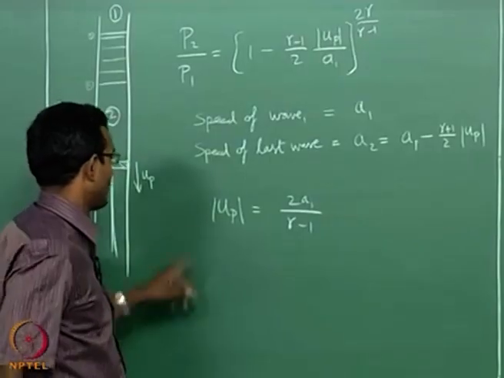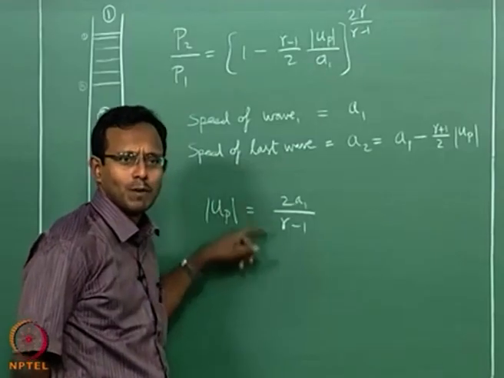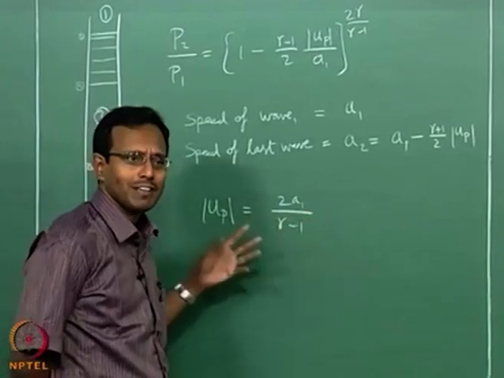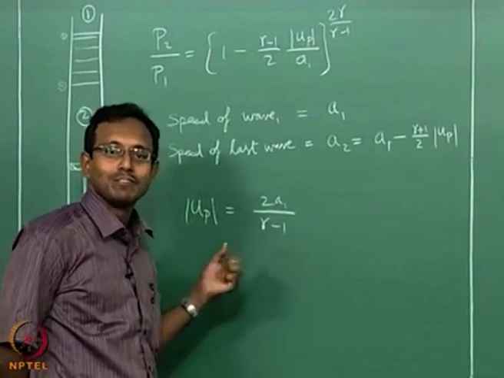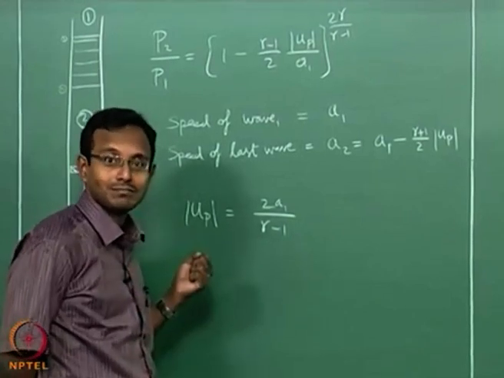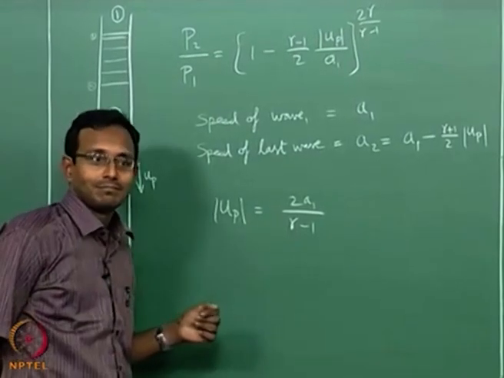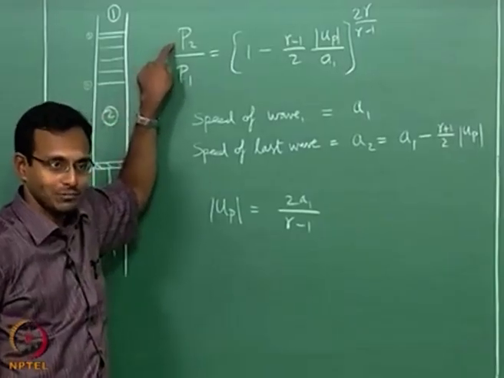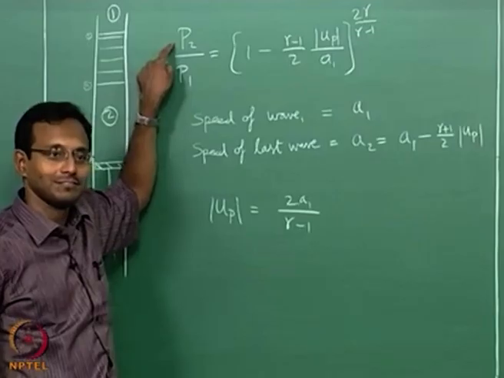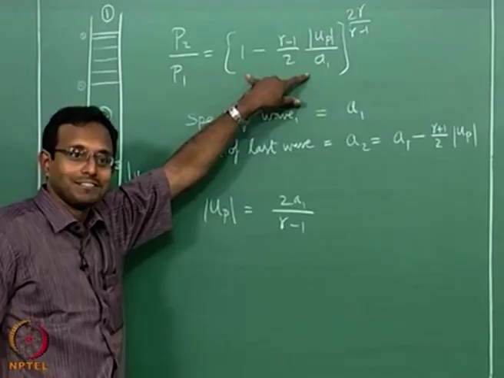If you look at this number 2 by gamma minus 1, if I assume gamma is 1.4, 2 by 0.4, 1 by 0.2, it is 5A1. 5A1 is not very difficult for my piston to move, if you think about it. What will happen if I move my piston faster than this one? If I move my piston faster than that value, P2 will go to 0 if it is equal to that value. What will happen if it is more?